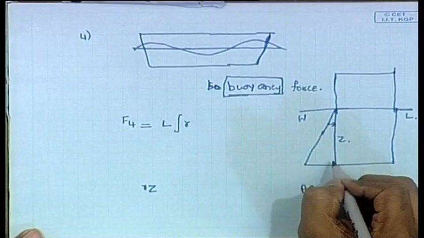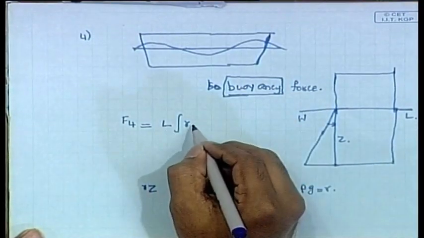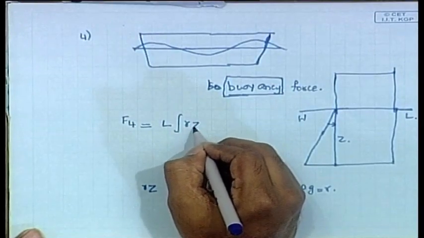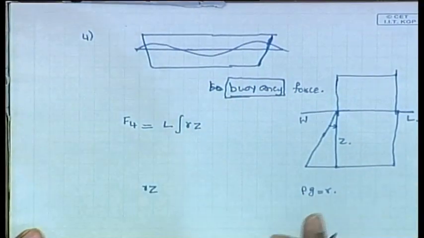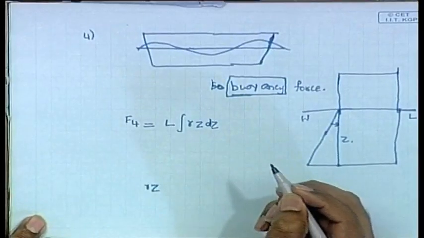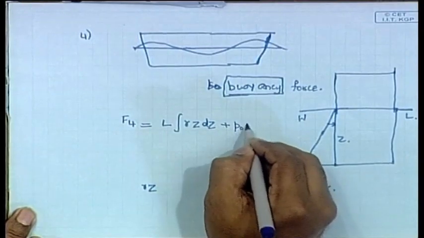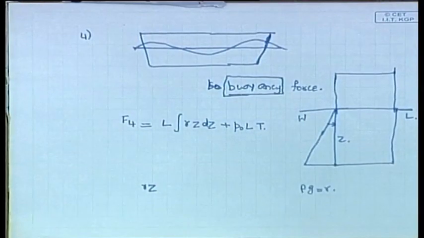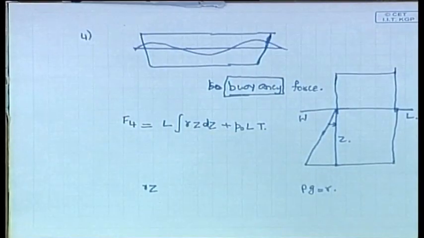Now, how will we get the total force on this? By integrating, you will get the whole force. That is what we are doing here: L into gamma z dz. Gamma z gives you the pressure at each depth, L into dz gives you the area of that section, and the integral of that will give you the total force on phase 4, that is F4, plus of course the atmospheric pressure. The atmospheric pressure is acting on L into T. That is F4.